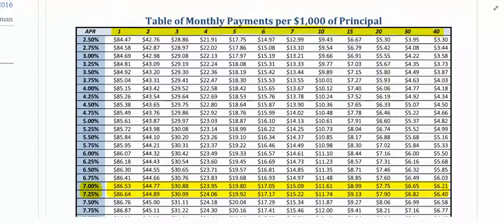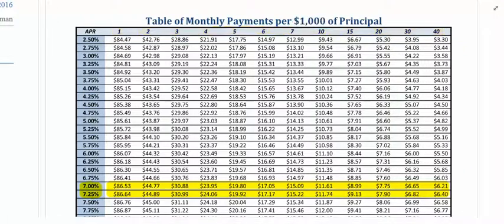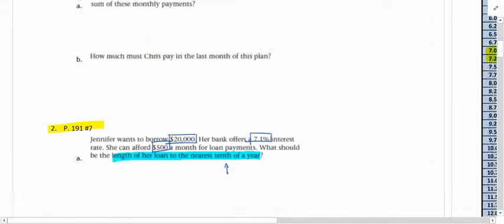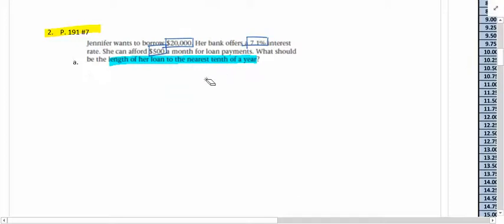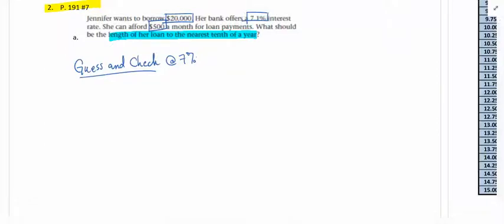You have to keep in mind that each of the numbers that we see in the table here are monthly payments based on just $1,000. So if she's borrowing $20,000, we're going to multiply each of these values by 20. So again, what I'll be doing is some guessing and checking here. And while I'm guessing and checking, I'm going to focus only at the 7% interest rate right now, because 7.1 is closer to 7% exactly, rather than 7.25.